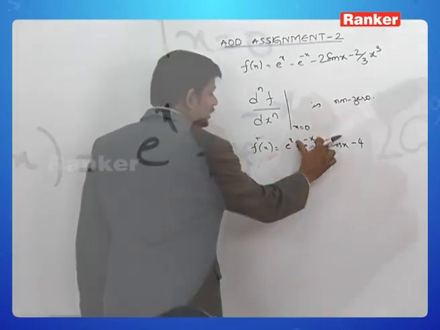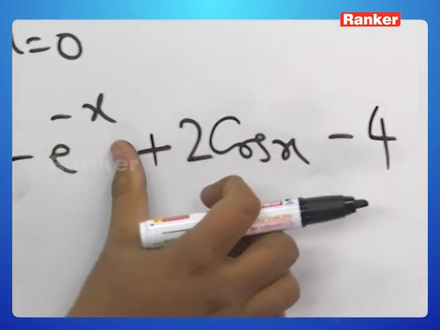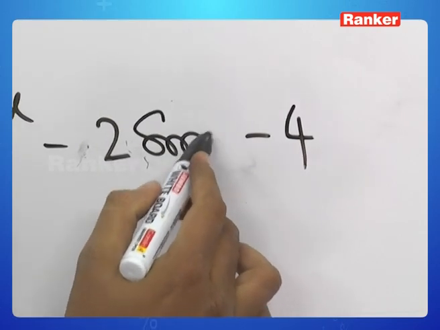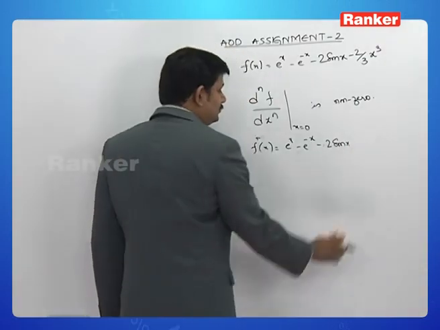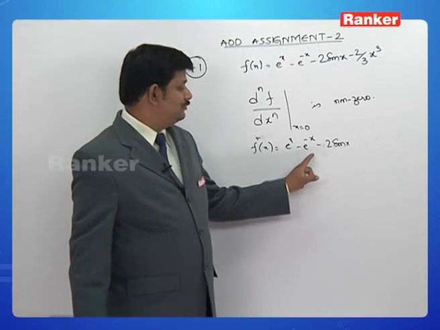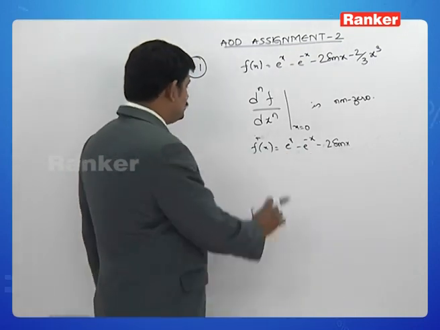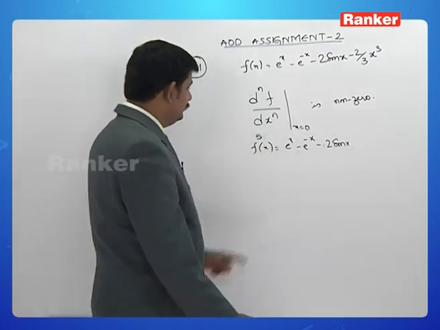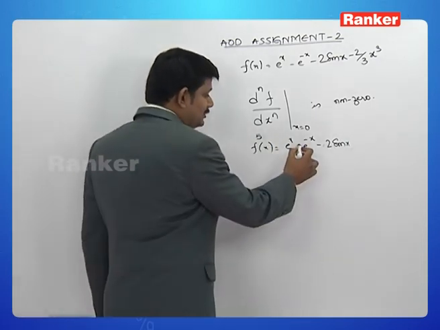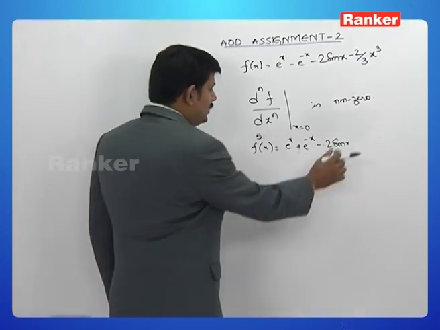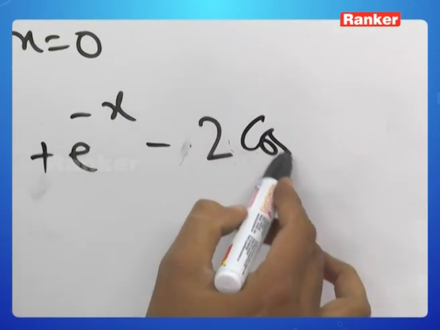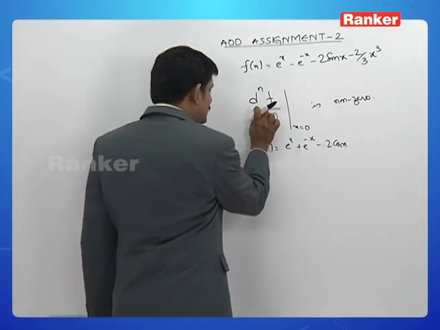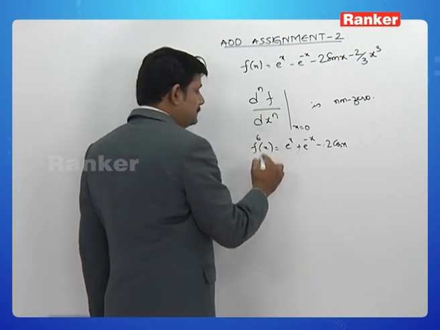Differentiate: it is e power x minus e power minus x minus 2 sin x, and derivative of constant is 0. At x equal to 0, 1 minus 1 is 0. So, n is again not 4. Let us check it with 5. The derivative is e power x plus e power minus x minus 2 cos x, again at x equal to 0, 1 plus 1 minus 2 is 0. So, let us look at n equal to 6.